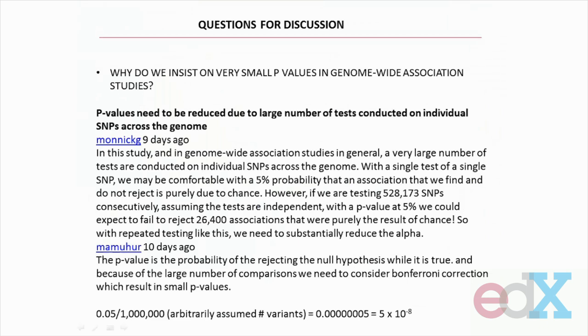So in this case, conventionally in genome-wide association studies, the p-value we test against is 5 times 10 to the minus 8, or 5 with a lot of zeros in front of it here. And how do we generate that? Well, we divide 0.05 by a million. Where did the million come from? Why don't we use 528,173, the number of SNPs that we actually tested?